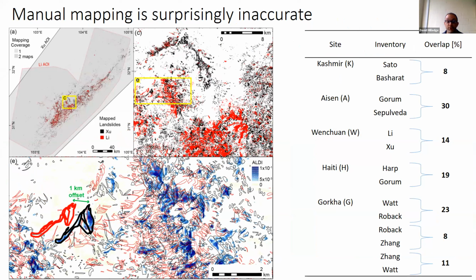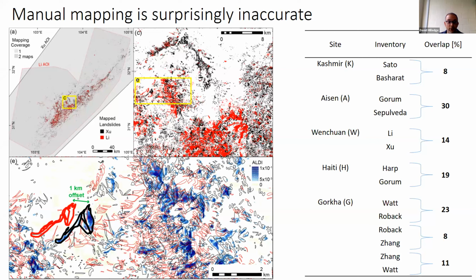Here we compared published inventories for the same trigger event. So two inventories for the same trigger event, for five events from the really nice USGS repository of co-seismic inventories. All these were mapped by hand from satellite data. And in the five cases that we looked at, we found 8 to 30% overlap. That means that overlap is the percentage area identified in either inventory that was identified in both inventories.